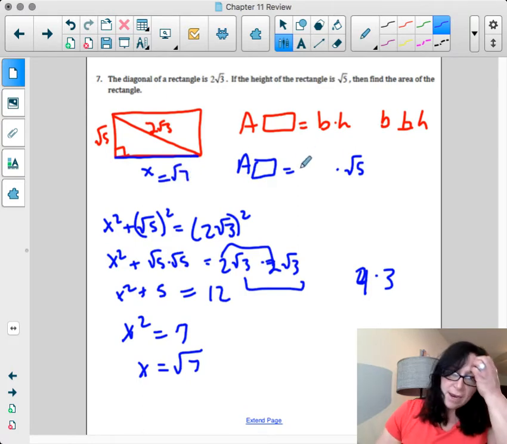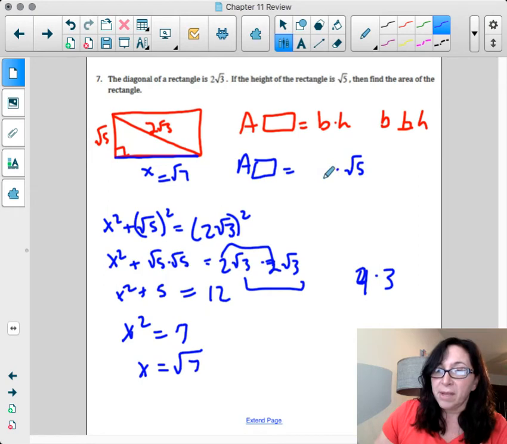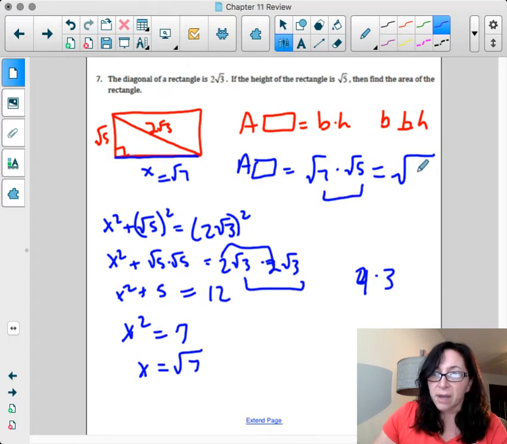So in order to find the area, we're going to go base times height. So my base is root 7. So we're going to go root 7 times root 5. And the rule is to keep the root, but to multiply the numbers inside. So it's just root 35. And then that's units squared. And that's the area of the rectangle.